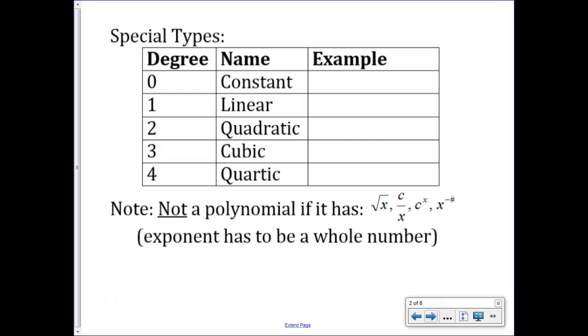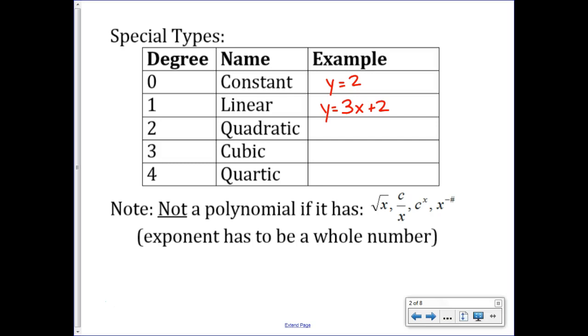So a constant has a degree of 0. And that's like if you just have y equals 2. A linear would be a degree of 1. That would be something like y equals 3x plus 2. We saw a lot of linear functions and linear polynomials in Algebra 1.